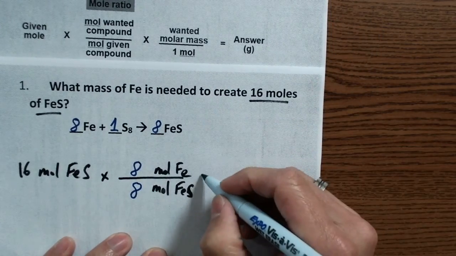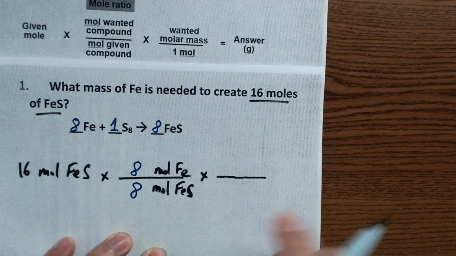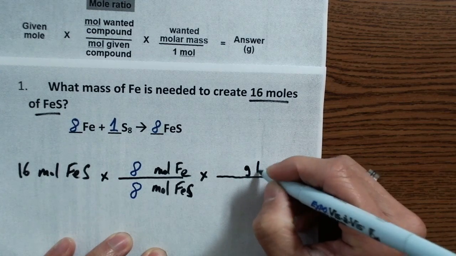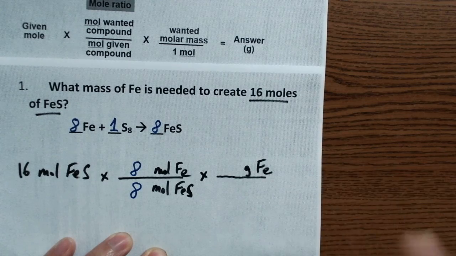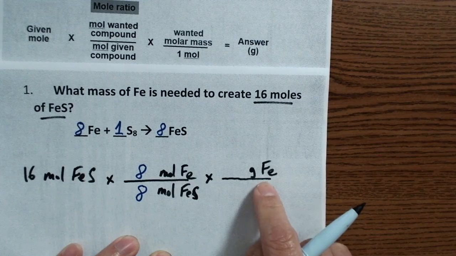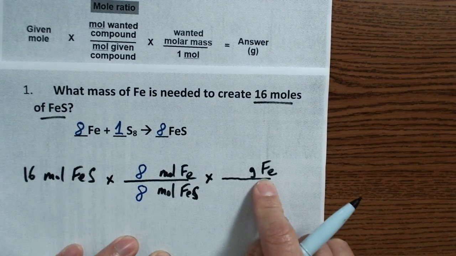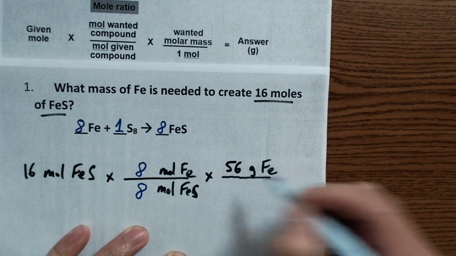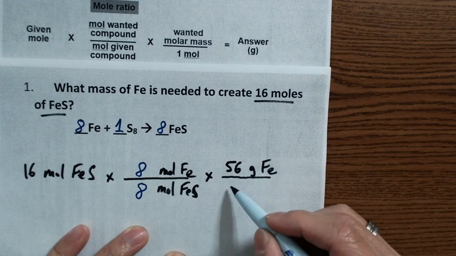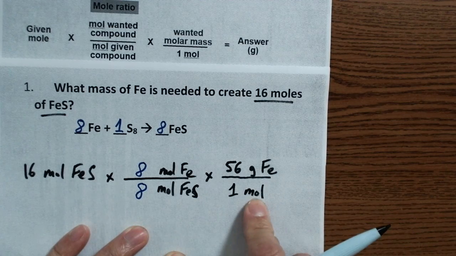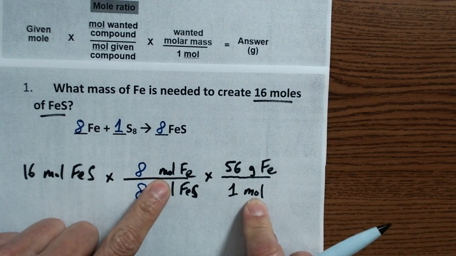Step 3. We are now gonna convert moles of Fe into grams of Fe. And this is the molar mass of your Fe here. So go to your periodic table, and your molar mass of Fe should be 56 grams per mole. Okay, so on the bottom, this is 1 mole, your default number to cancel out that unit over here. Okay.